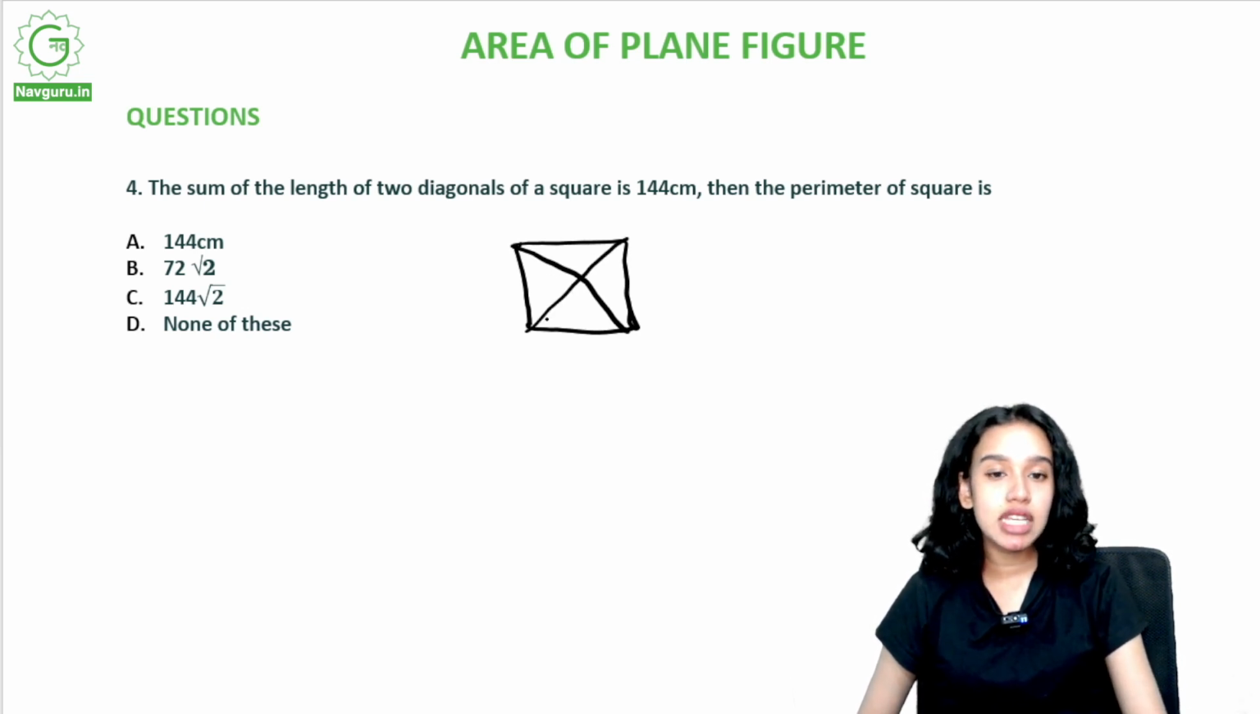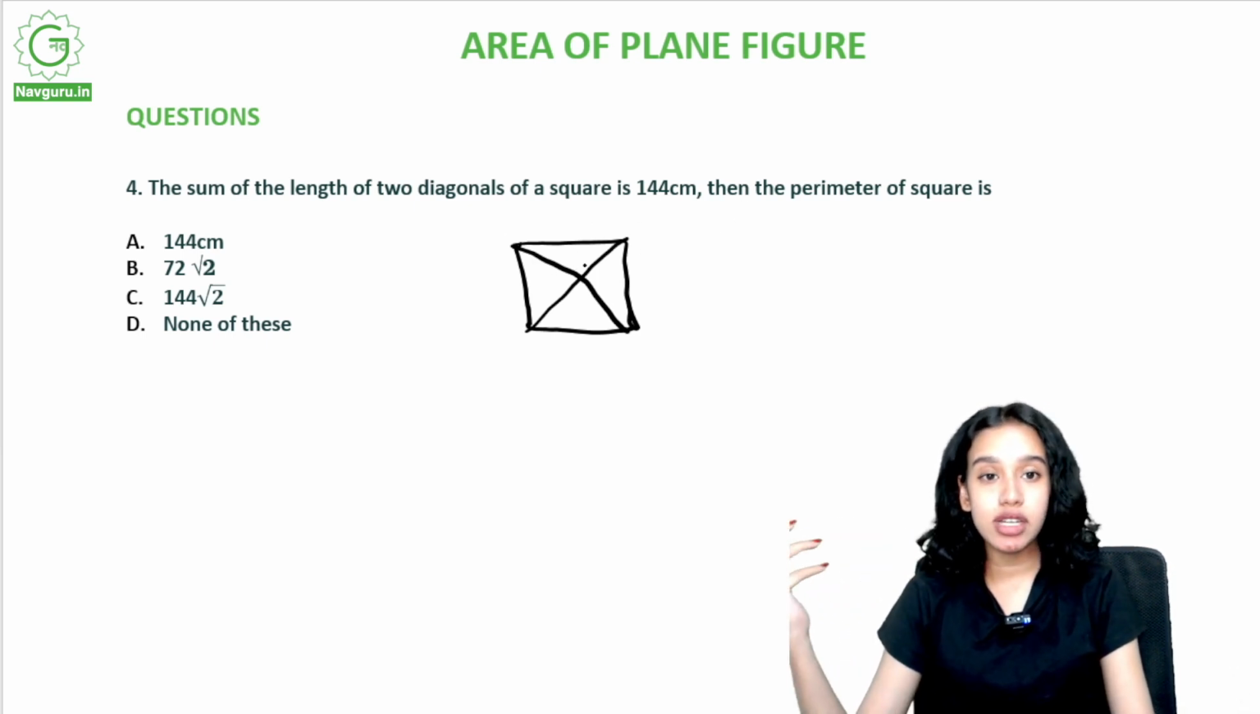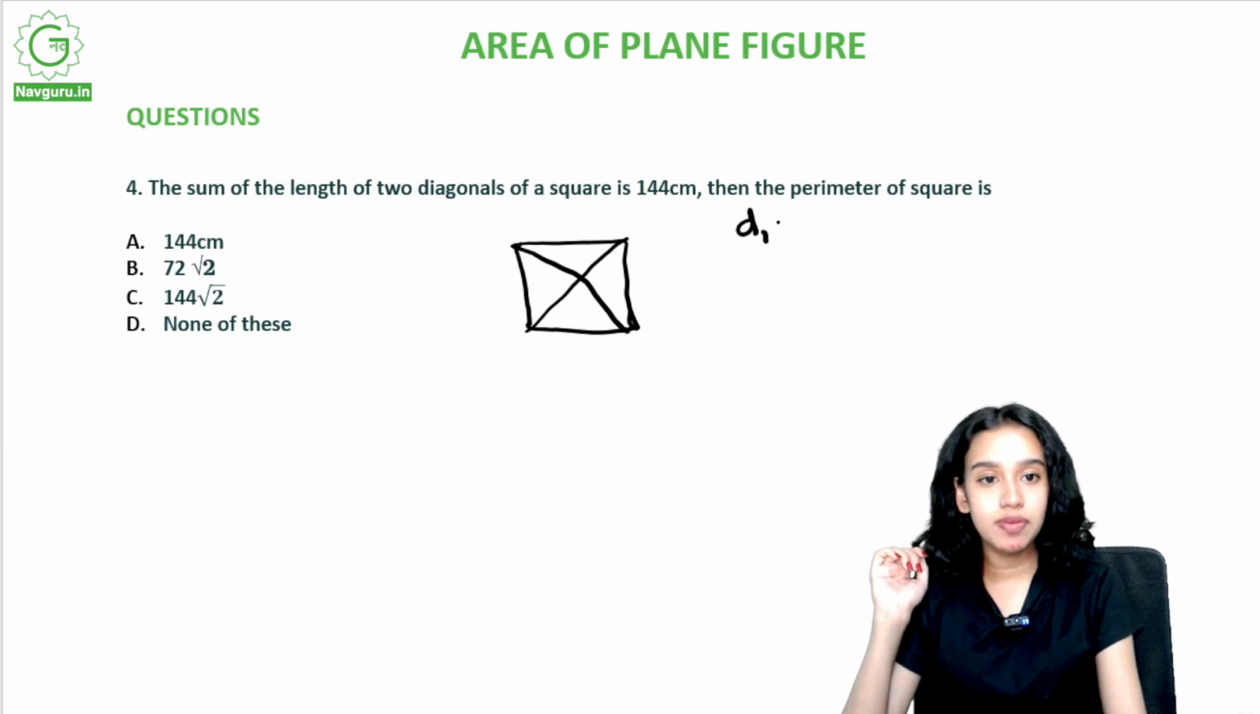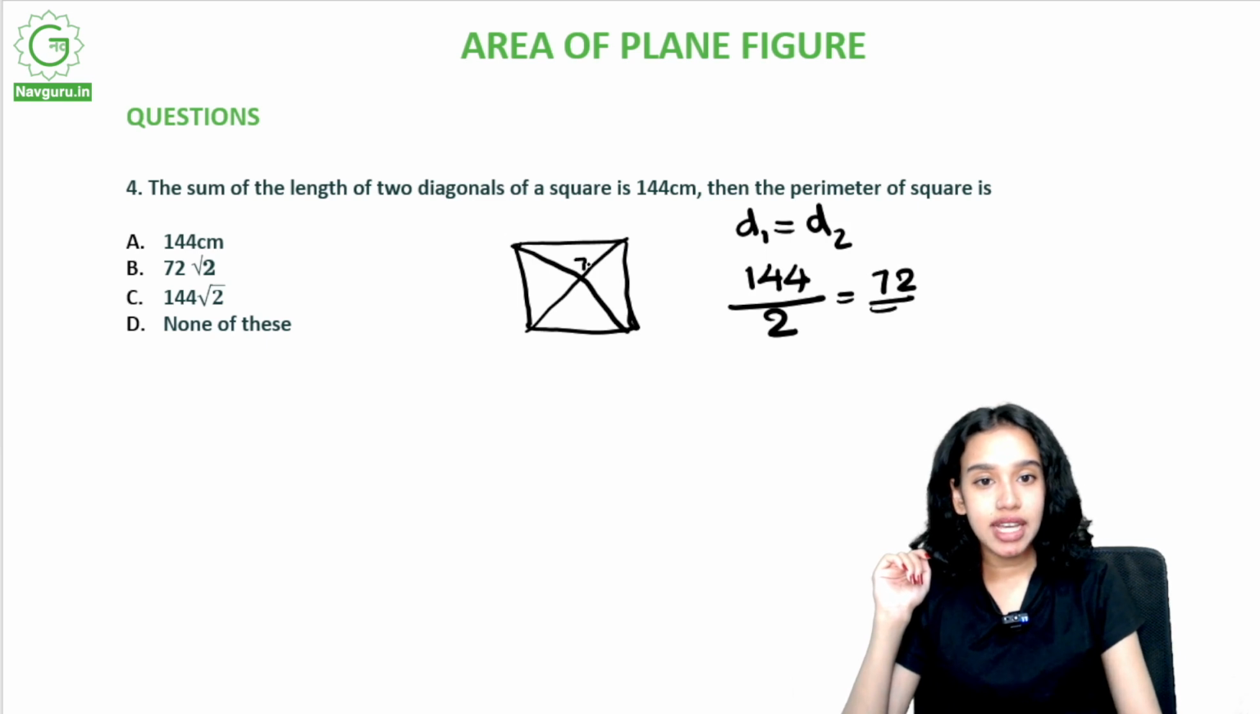The sum of these two diagonals would be 144 centimeters. So what would be the length of one diagonal? For a square, both diagonals would be equal. It's a square, so both diagonals are equal. So the length of one diagonal would be 144 by 2, which gives us 72. One diagonal would be 72 centimeters, right?